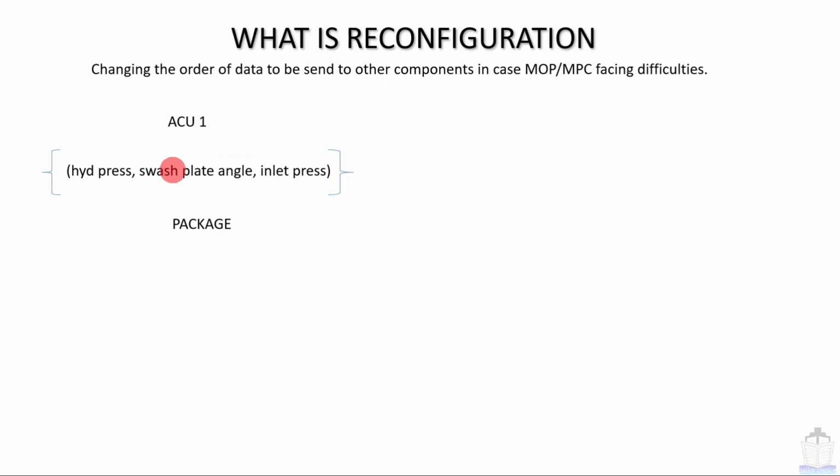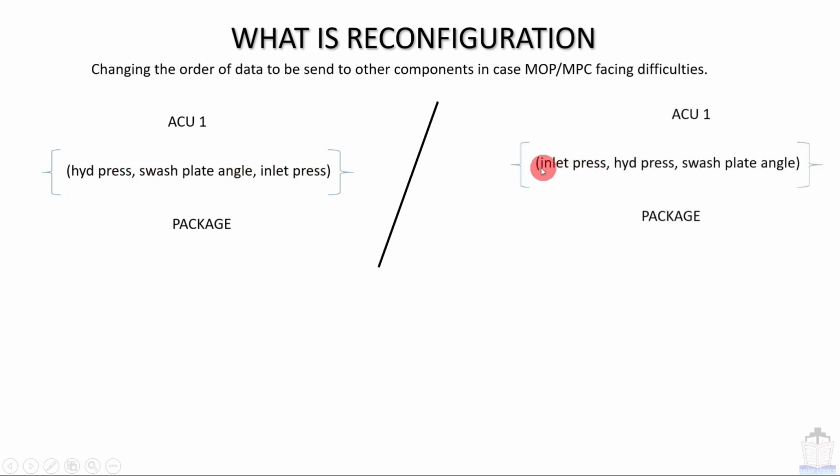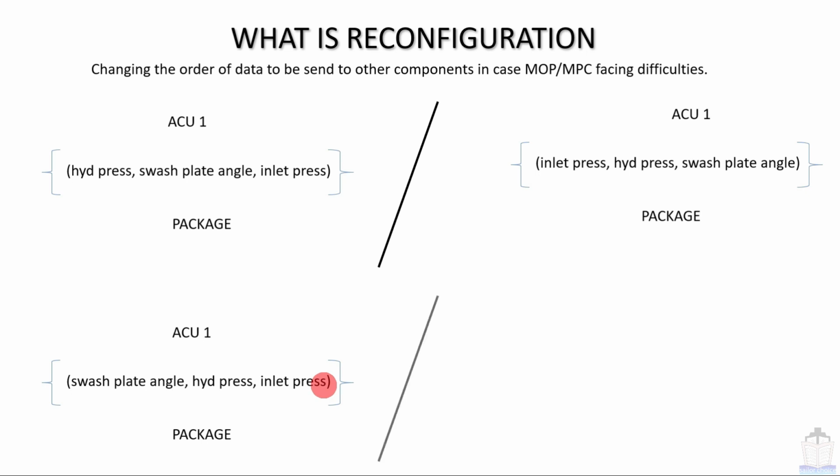And if it is getting difficulty, then it will try to reconfigure the network and change the order of this data. So here you can see first it is now sending inlet pressure, then hydraulic pressure, then swash plate angle. Here it was something different, here it is something different. If it is still facing problem, then again it will change the order of the sending data. Now it will change to swash plate angle, then hydraulic pressure, then inlet pressure. If still it is facing problem, then again it will change the order, that is swash plate angle, then inlet pressure, then hydraulic pressure, and so on.